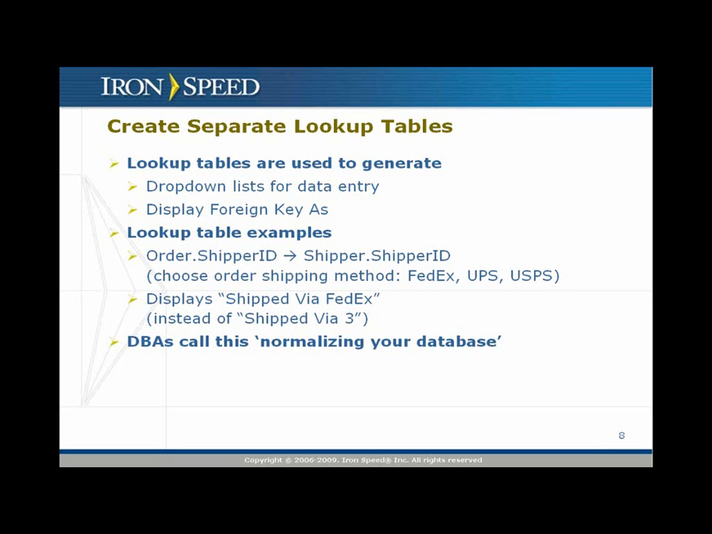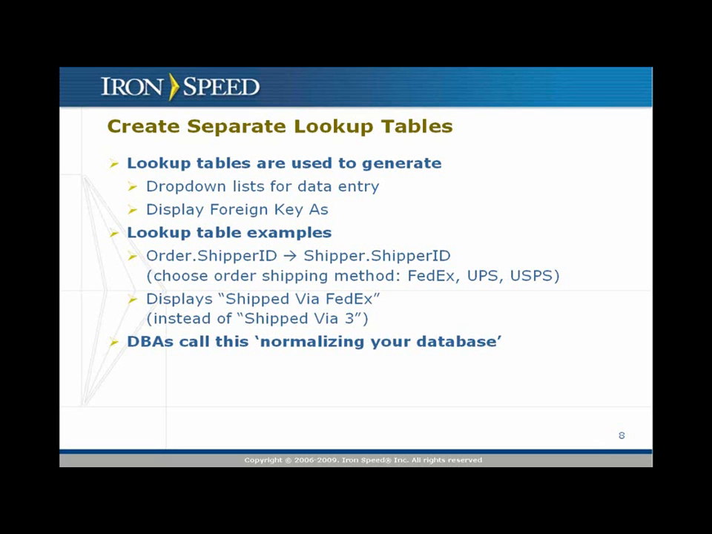Instead, it's better if you create a separate lookup table with one entry for Federal Express, one entry for UPS, one for U.S. Postal Service, and so forth. IronSpeed Designer, when it generates your application, will automatically join to this lookup table and create a drop-down list for you on any data entry form that uses that table.